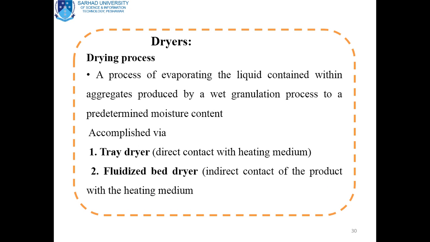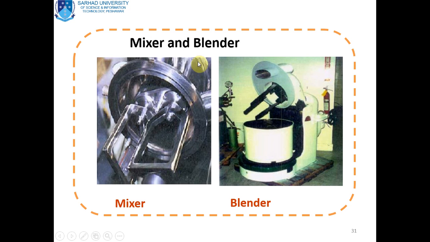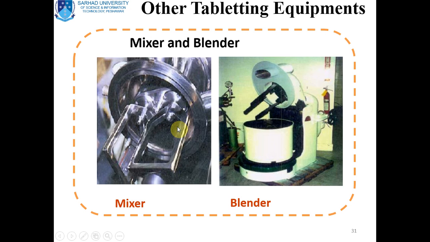Dryers: different types of dryers are used, like the tray dryer and the fluidized bed dryer, and the purpose is to remove the liquid contained within the aggregate produced by the wet granulation process to a predetermined moisture level. Tray dryer and fluidized bed dryer I have told you about earlier. A mixer and blender is also used.